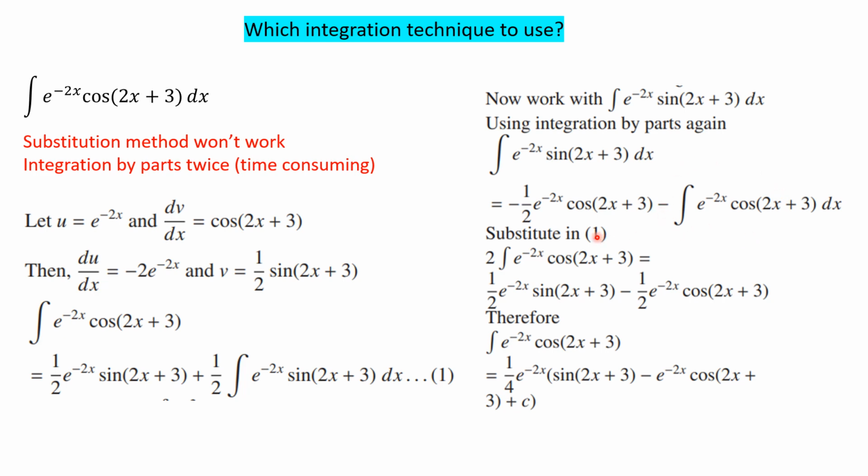So you substitute 1 into 2, and then you end up with this expression here. Because you only want the integral of e to the power negative 2x times cos 2x plus 3, all you need to do is divide it by 2. And make sure you have the c as well when you integrate it.